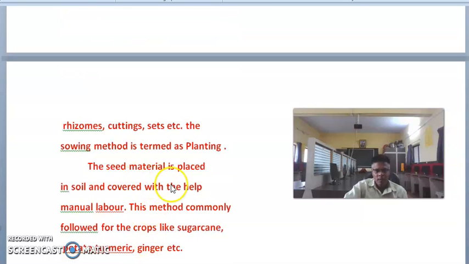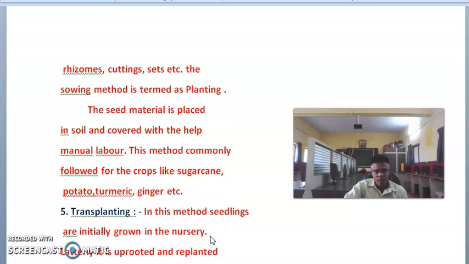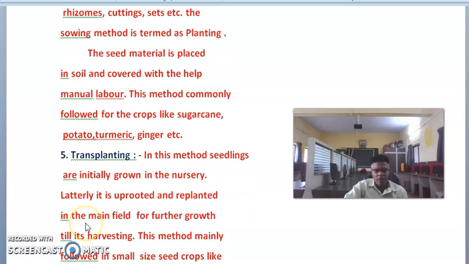Then the seed material is placed into the soil at proper distance, keeping row to row and plant to plant spacing, and after that the seed material is covered with soil with the help of manual labor. This method is commonly followed for commercial crops like sugarcane, potato, turmeric, ginger, and flowering plants like gladiolus, etc. Then we study the transplanting method.